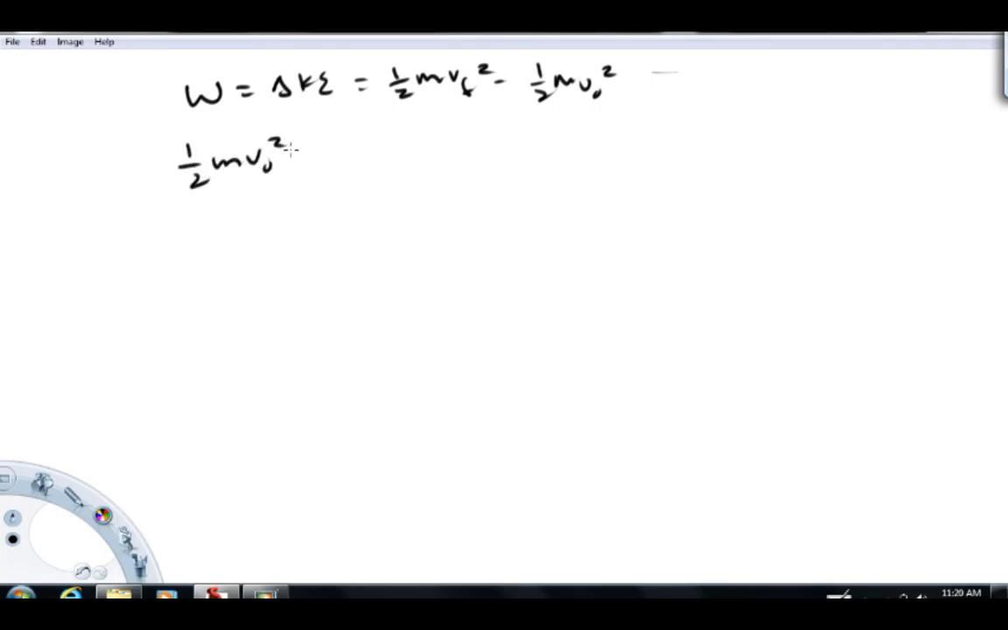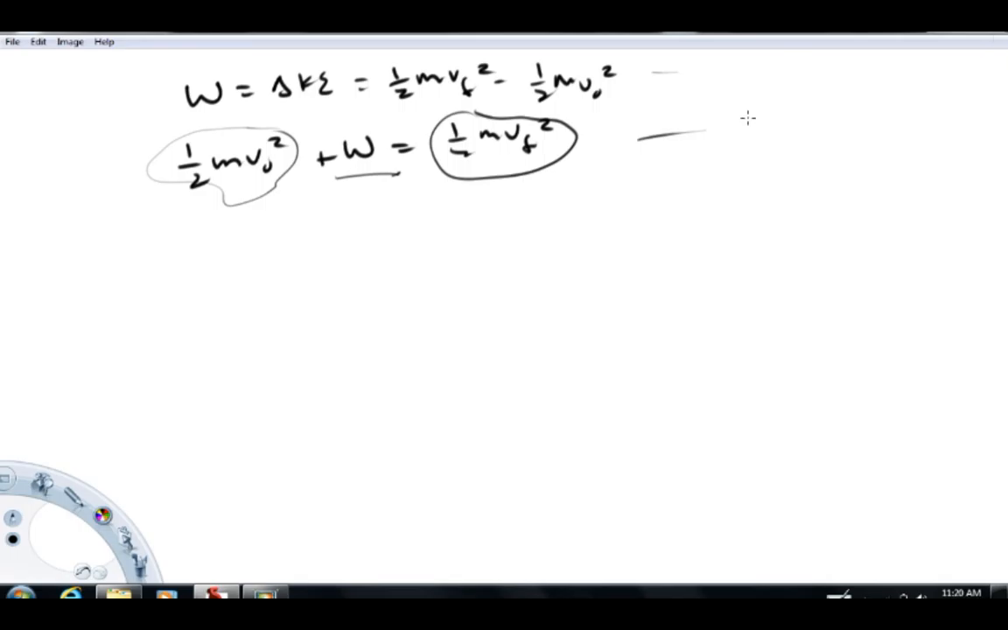1/2 mv initial squared plus work done equals 1/2 mv final squared. Basically what this is saying is that if I have some sort of system, that system will have a certain kinetic energy equal to this. Add work to that system by applying a force acting through a distance, and I now have a new kinetic energy equal to 1/2 mv final squared. This is just a scalar equation. It follows basic, I like to call it M&M arithmetic. For example, if I start with 3 M&Ms, I add 5 M&Ms, I now have 8 M&Ms.